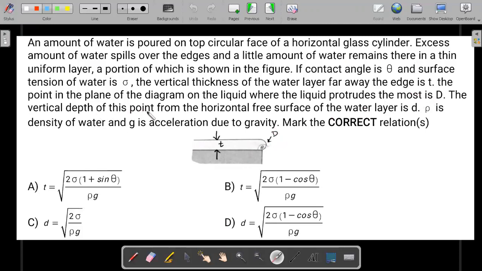The vertical depth of this point, capital D, from the horizontal free surface, so from the top to this point that I just spoke of, capital D, that vertical depth is labeled as small d. So small d is a distance. Rho is the density of water, g is the acceleration due to gravity. Then you need to solve for the values of small t and small d. T, again I repeat, is the overall thickness. Small d is the vertical depth of that farthest point on that bulge from the top.